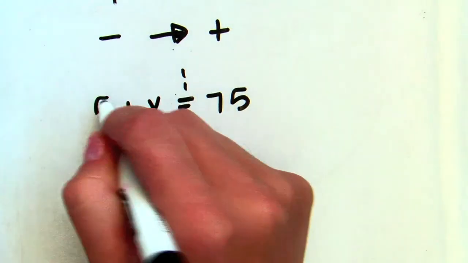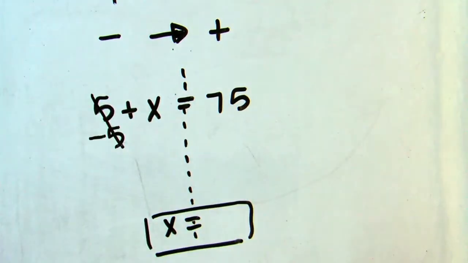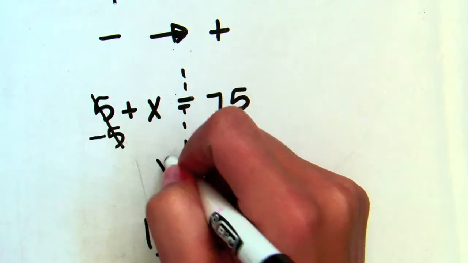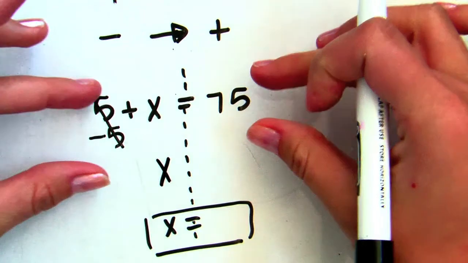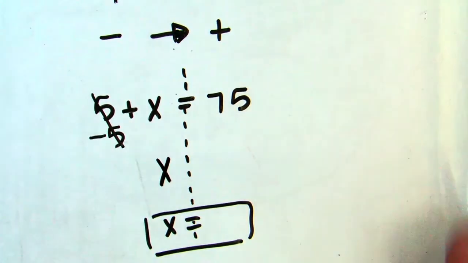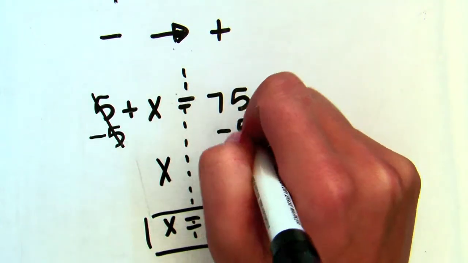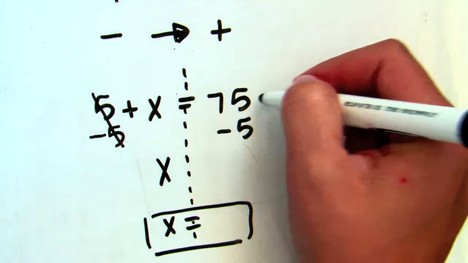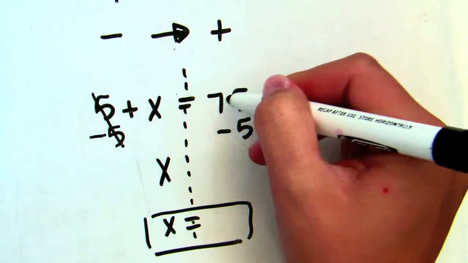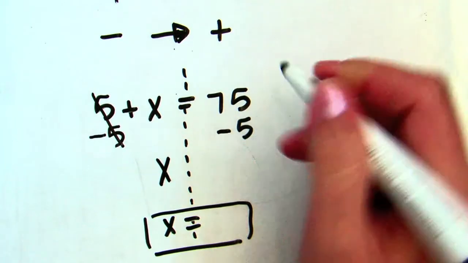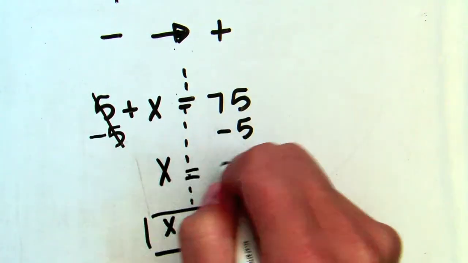And 5 minus 5 is 0. So all you have left is x. But as I told you, you need to keep these two sides balanced. So right now, if we subtract a 5 from the left side, we have to also subtract a 5 from the right side. And since these are like terms, now we can combine them, and 75 minus 5 is 70.